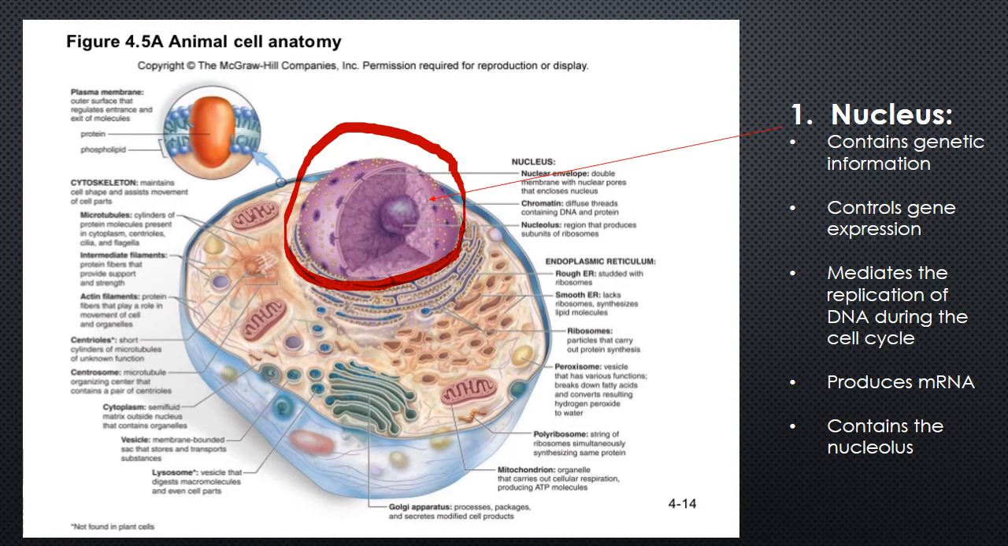And the nucleus is sort of like command central for the entire cell. It contains most of the genetic information of the cell. It controls gene expression and therefore metabolism in the cell. It mediates the replication of DNA during the cell cycle, so it allows for cells to divide and to get the same amount of genetic material as their parent, except for sperm and egg cells, which do get half of the DNA, and that's very controlled, and it's controlled by the nucleus. The nucleus also produces mRNA, which is messenger RNA, and then it contains the nucleolus. So the nucleolus is this center part right here, and it has its own function.